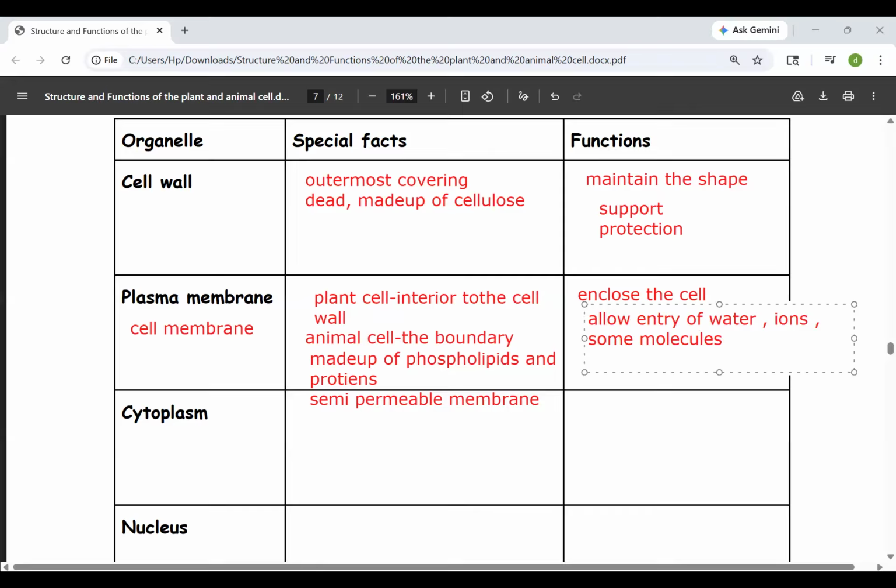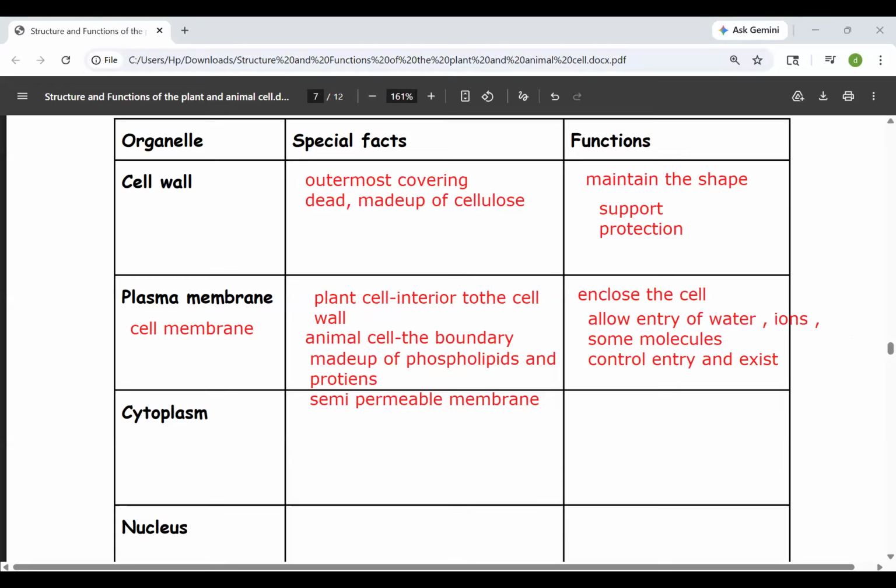Control entry and exit. We'll write it in that way. That's all, right? So those are the things regarding the plasma membrane.